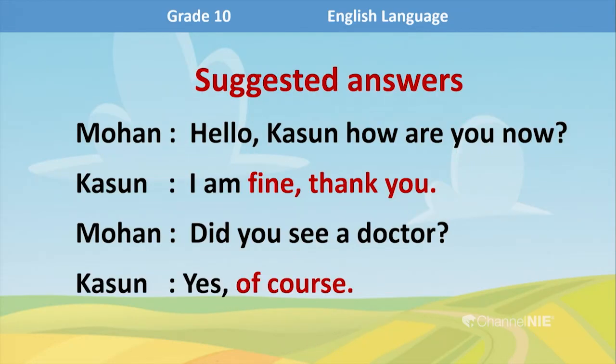Right. Okay children, you may be having different answers, but these are some suggested answers. All right, so we are going to act it out. Miss Suchitra, can you take Mohan's part? All right, I'll be Mohan. Right, then okay. I'm going to be Kasun. Okay. Let's do it.